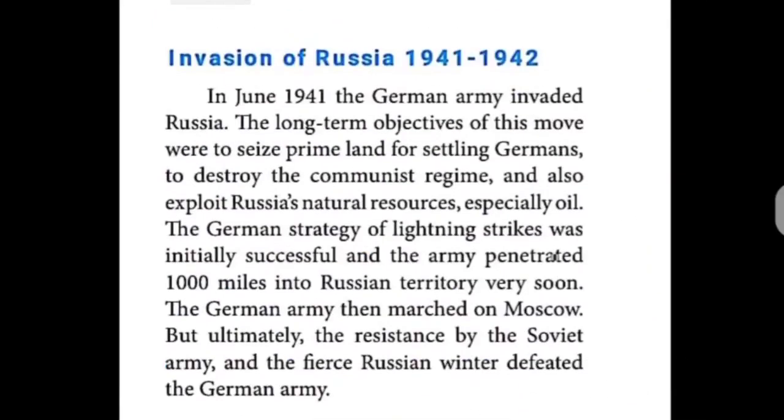Okay, the next one: the invasion of Russia. In the last class, I told you that Hitler signed a non-aggression pact with Russia. That time, who was the leader? Stalin was the leader. So with Stalin only, he signed the non-aggression pact. He signed it, but Hitler violated the non-aggression pact.